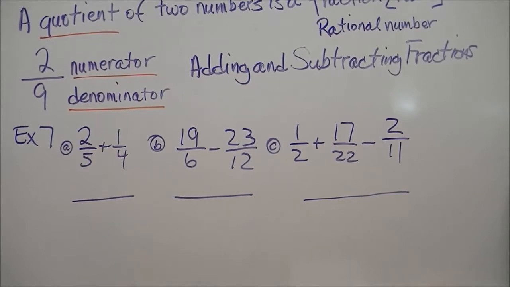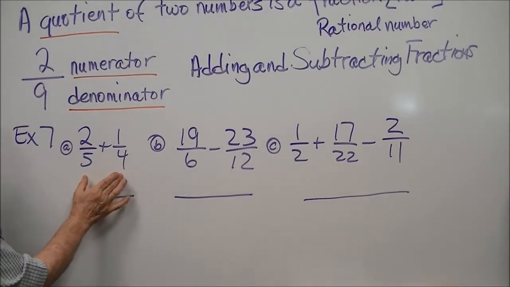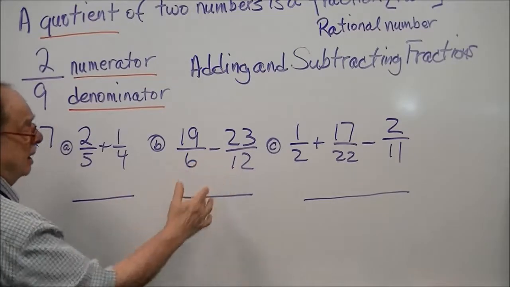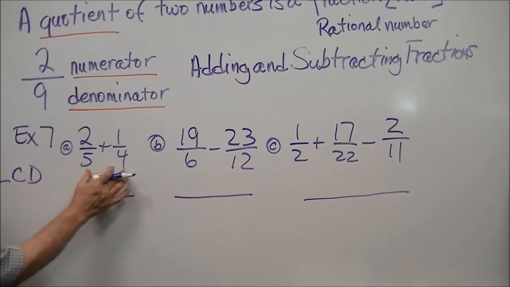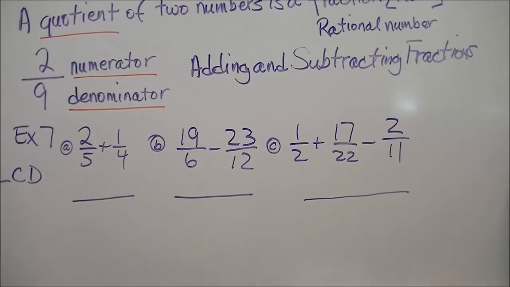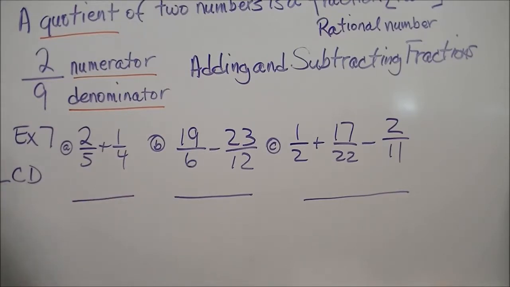Now we get to the test of the pudding, so to speak. Here we are adding fractions, but our denominators are not the same. They are unlike denominators. So what we need to do is to find the least common denominator of these fractions. Well, one easy way, of course, is just to multiply the two numbers. And this would give us a 20.